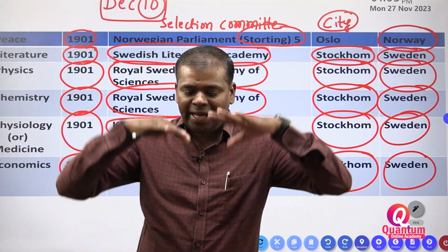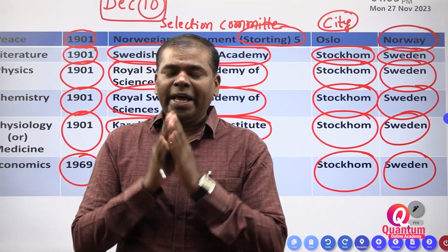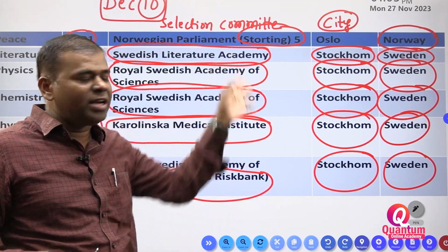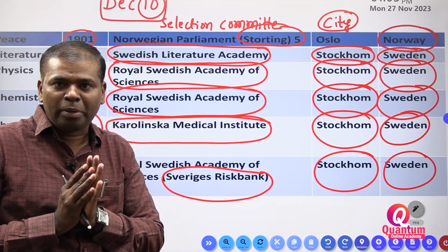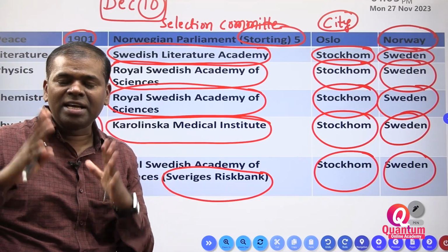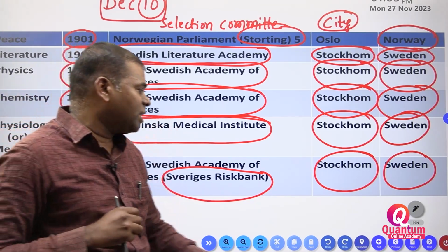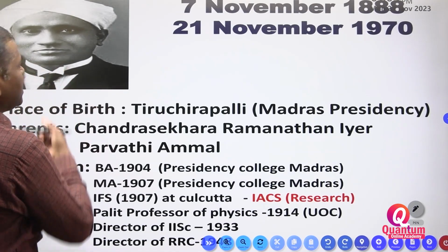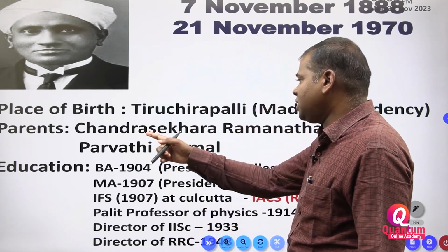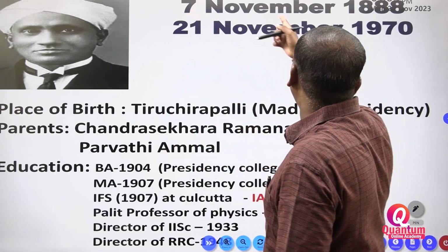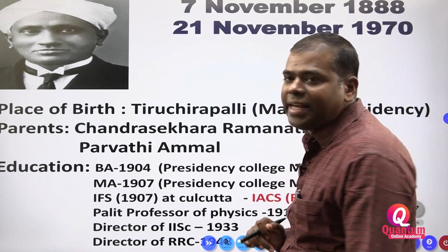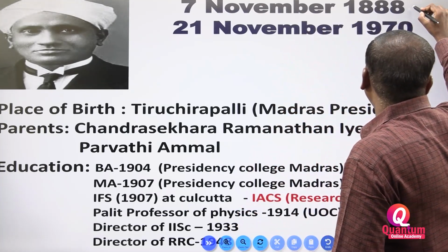Now I am coming to our Indian people, especially from physics. In all fields Indian people got the Nobel Prize, right? In different areas. Especially in physics, 2 people got the Nobel Prize. We have to discuss those people now. First, CV Raman. CV Raman, Chandrasekhara Venkata Raman. When was he born? 7th November 1888 he was born.